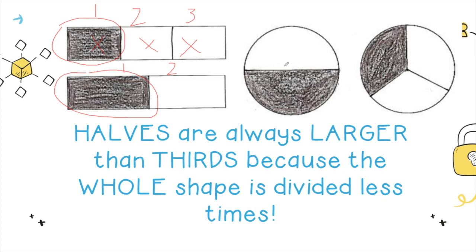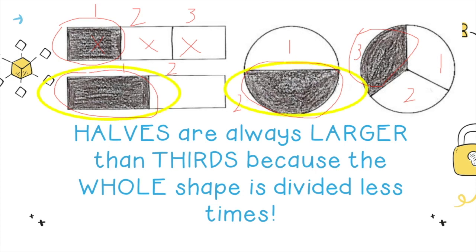Same with the circles. The circles are the same exact size. And here I have a 1/2, and here I have 1/3. I only have 2 parts here, so each part is going to be larger than each third. Because here I have 3 parts. Here I'm only partitioning the circle into 2 parts. Okay, so halves will always be larger.